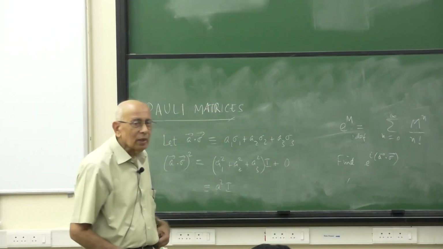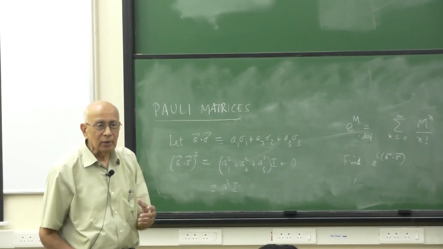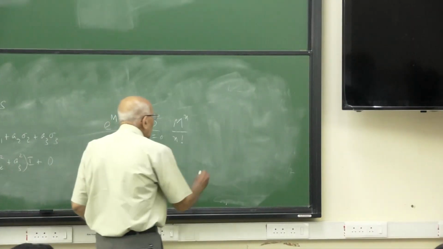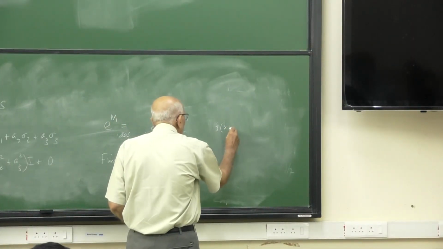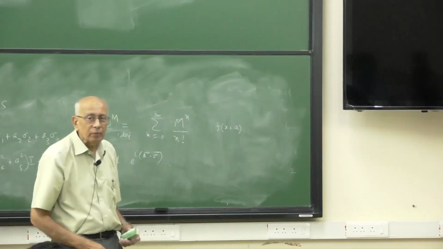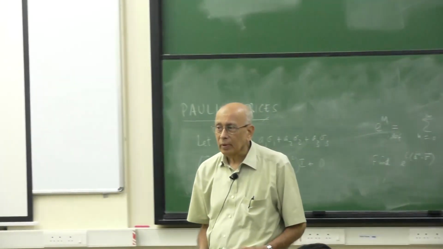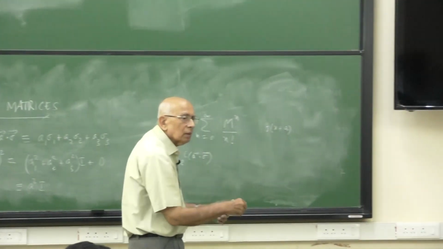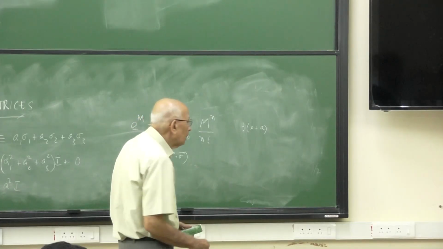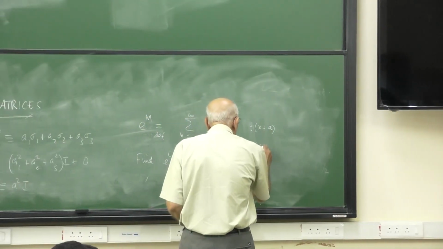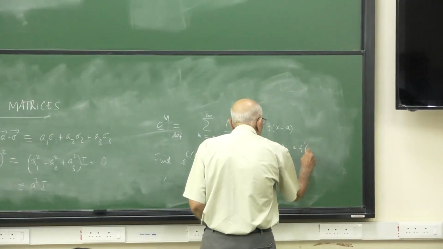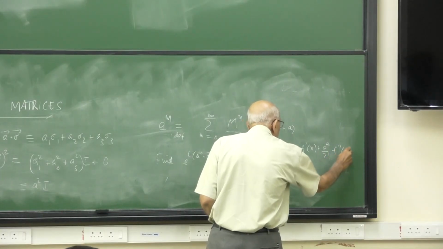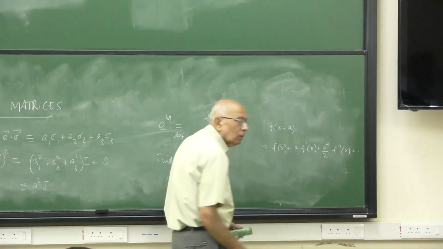You're already familiar with the exponential of an operator, the differential operator. After all, you're familiar with it, but you don't know that you know it. What is f of x plus a? What's the Taylor series of f of x plus a in terms of f of x? A is some number, some real number, say. It is equal to f of x plus a times f prime of x plus a squared by 2 factorial times f double prime of x plus etc. all the way through.